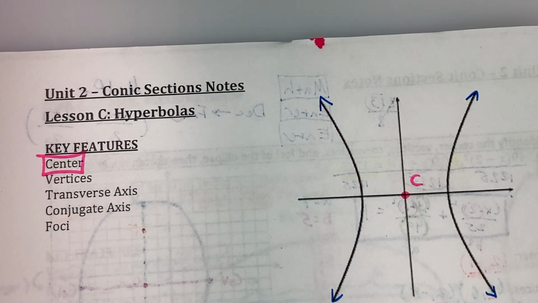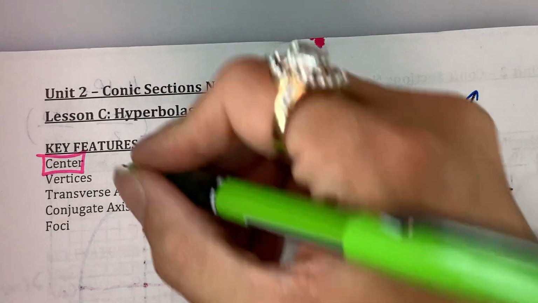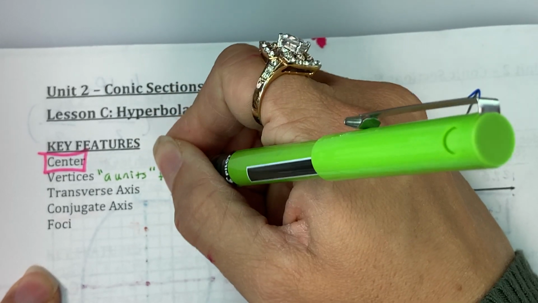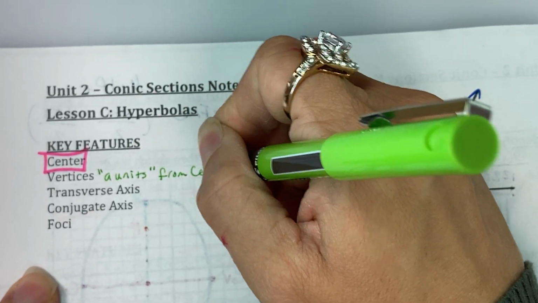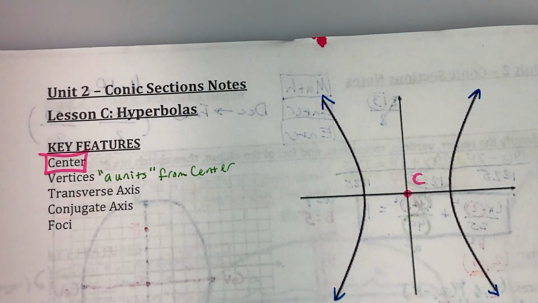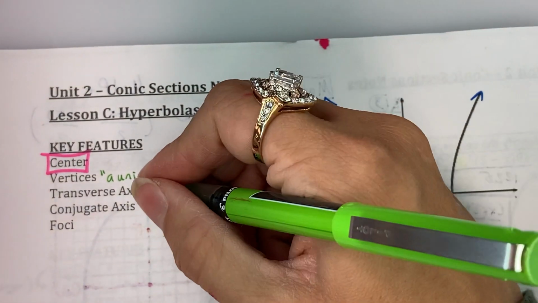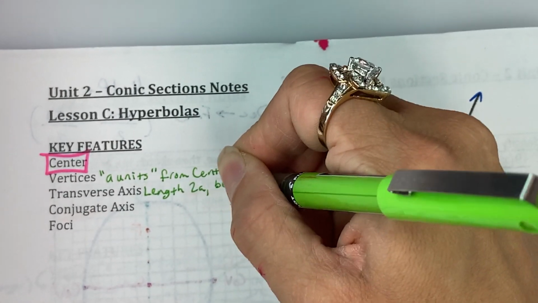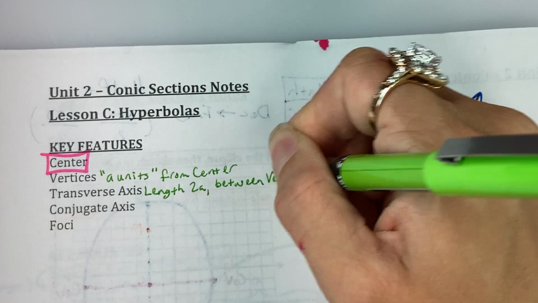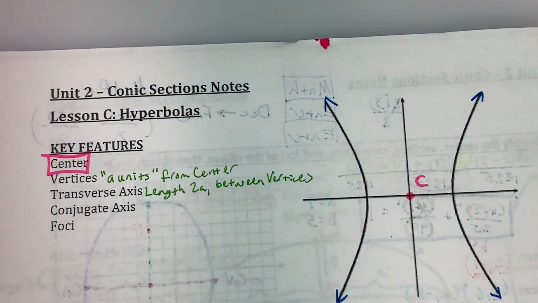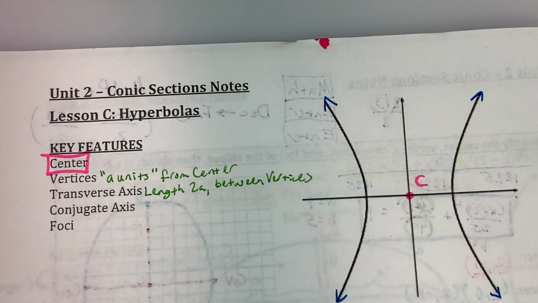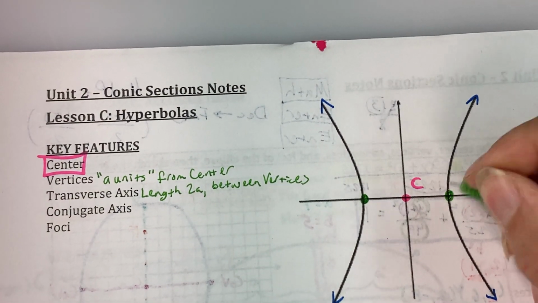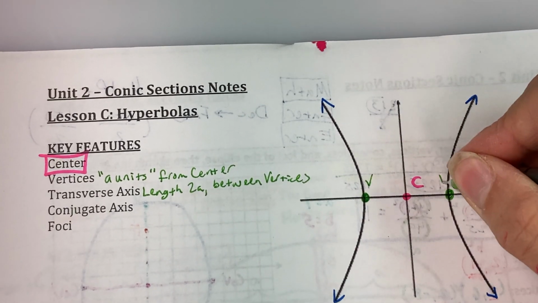Now our vertices, similar to our vertices for an ellipse, are a units from the center. Our transverse axis has a length of 2a, and it is between the vertices. Transverse axis, length of 2a, between the vertices. So our vertices are going to be kind of the middle points of the swooshes. So that would be a vertex, that would be a vertex.